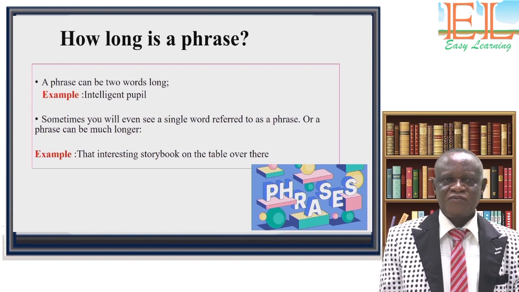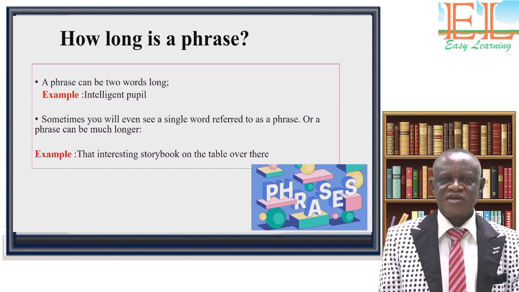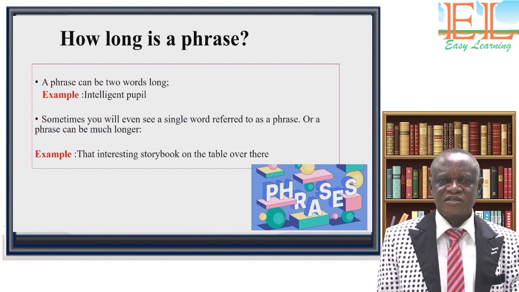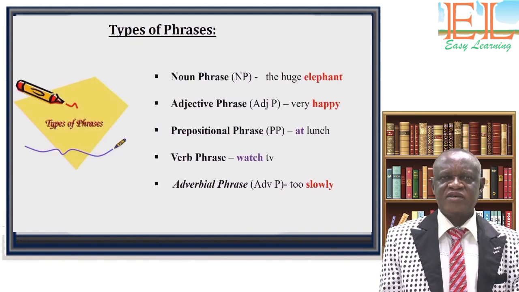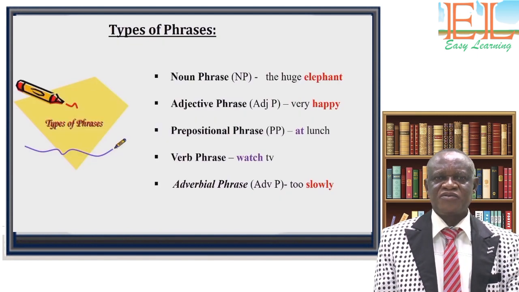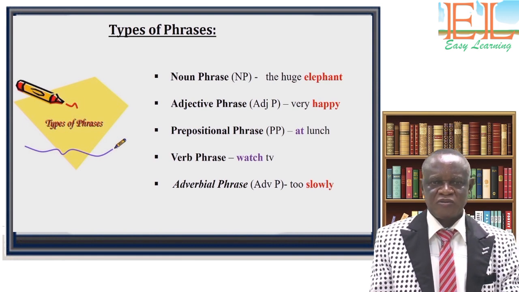We have 5 major types of phrases. We have the noun phrase, the huge elephant; adjective phrase, very happy; prepositional phrase, at lunch; verb phrase, watch TV; adverbial phrase, true story. You realize that it is the head word that determines the name of the phrase. So in the first example, the head word is a noun, elephant. That is why we say the phrase is known as noun phrase.